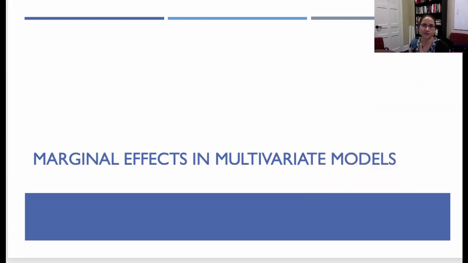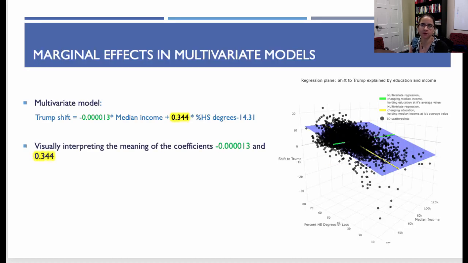Okay, so this last video, video 4, is going to be talking about the marginal effects in multivariate models. And this is a very traditionally interpreted, in fact, the traditional interpretation of multivariate models. So multivariate models are using multiple variables to define a plane.